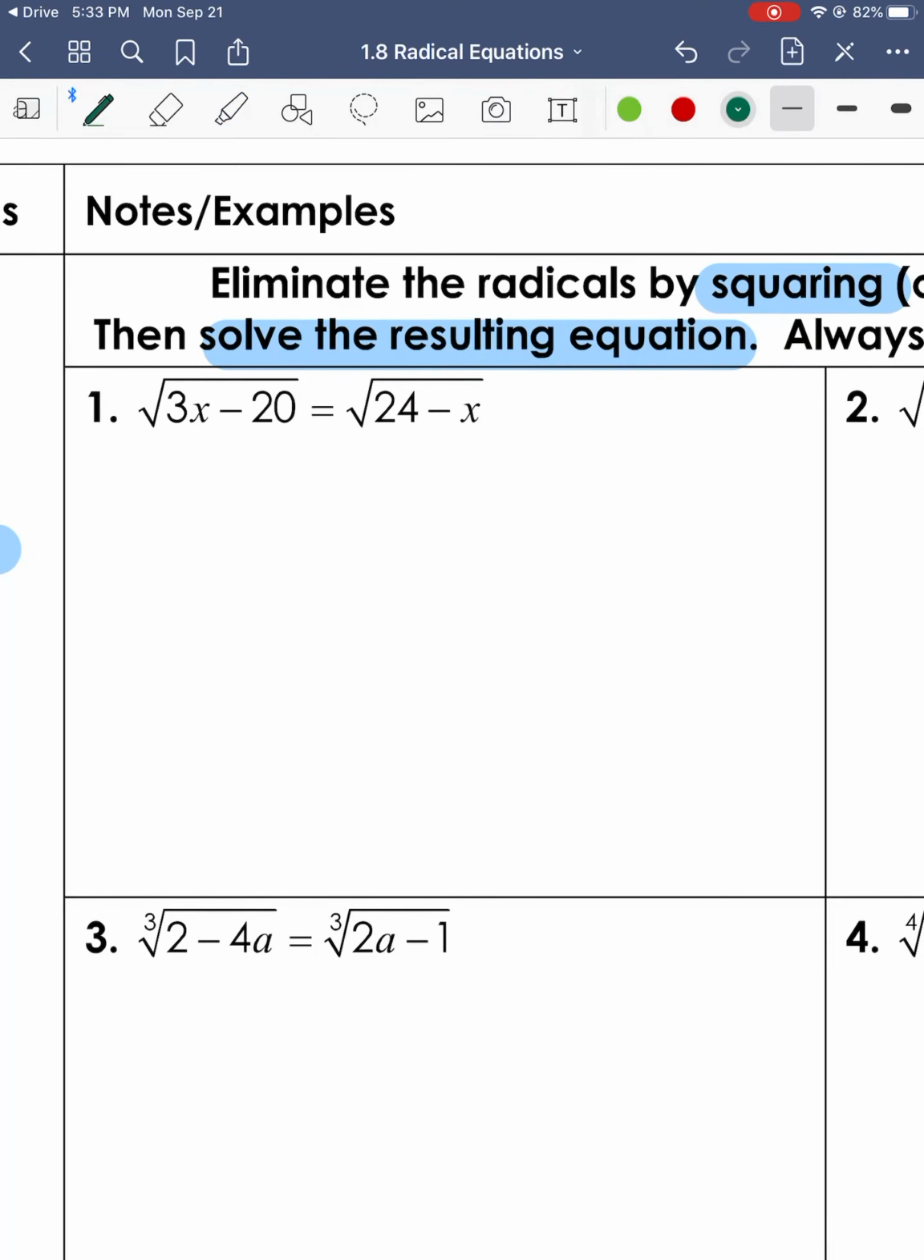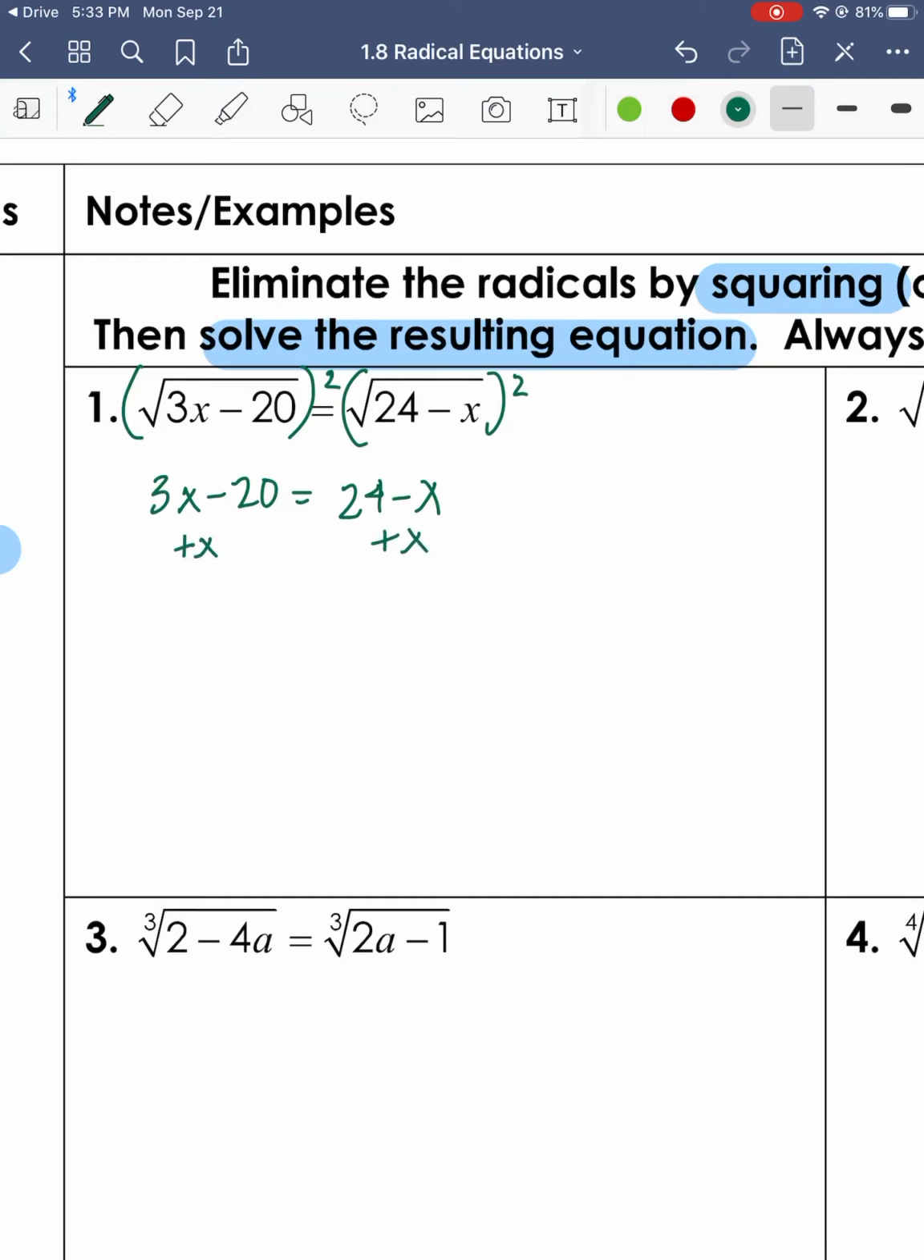Let's take a look at this first one. And we have radicals on both sides, so pretty easy. We're just going to square both sides, right? Because squaring a square root will just give you what's under the radical. It'll just undo the radical, and then you're going to be left with what's inside. So then this is going to equal 3x minus 20 is equal to 24 minus x. Then we're just solving for x, so super easy.